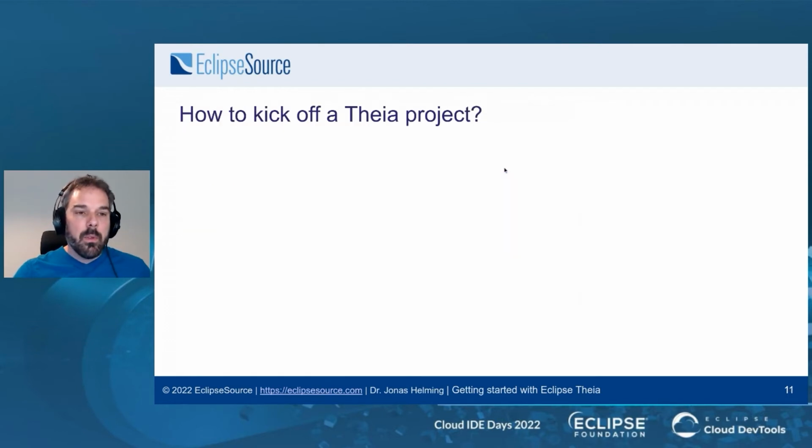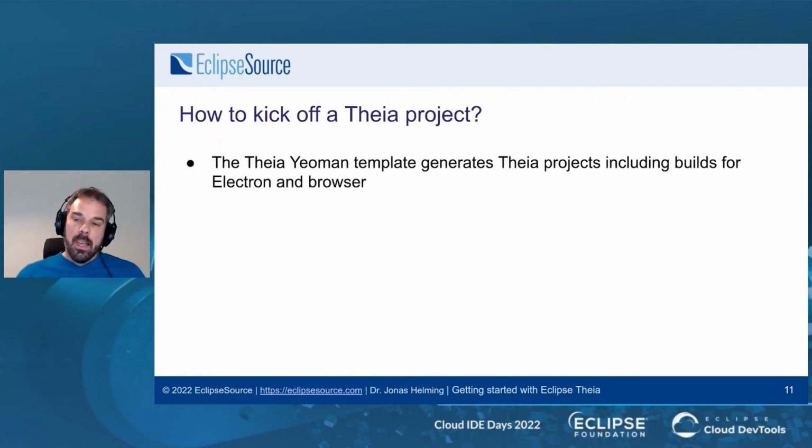Now, how to get started with a Theia-based project. So what are the first steps if you really want to start coding? Theia provides a Yeoman generator. That's a template scaffolding tool where you can generate template projects, including some example extensions and already running builds for Electron and browser applications. So it's a very efficient way to get started. You can have a running application within a minute.